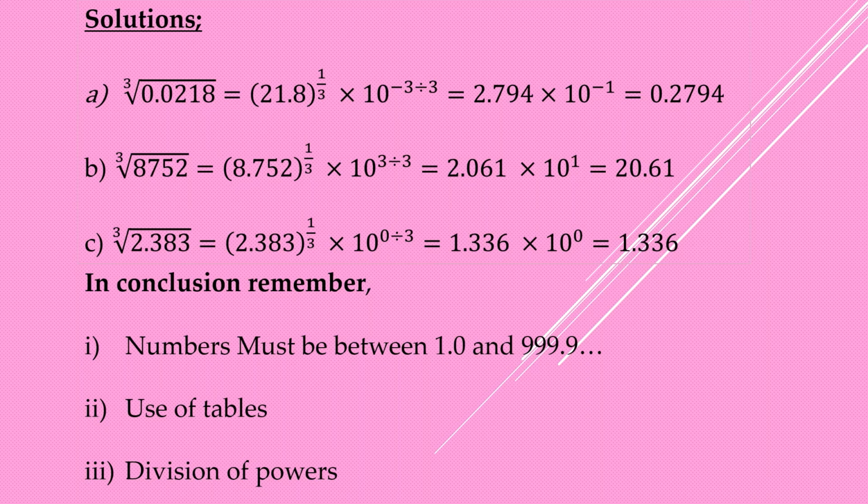So in conclusion, I want to say that it's a must that the number that we have to get its cube root must be between 1.0 and 999.9. We must use tables. We must divide powers. And how do we divide powers? By ensuring that the n is a number divisible by 3, or a divisor of 3.